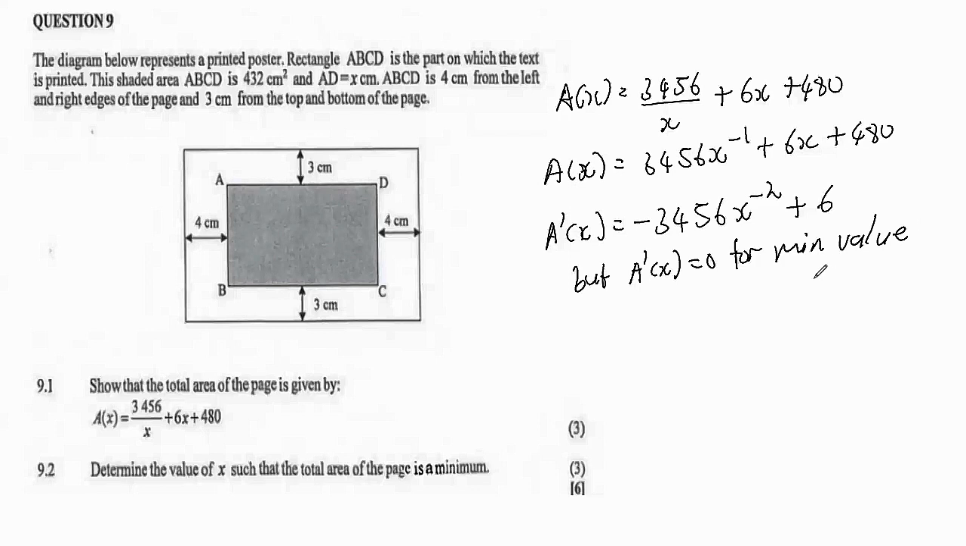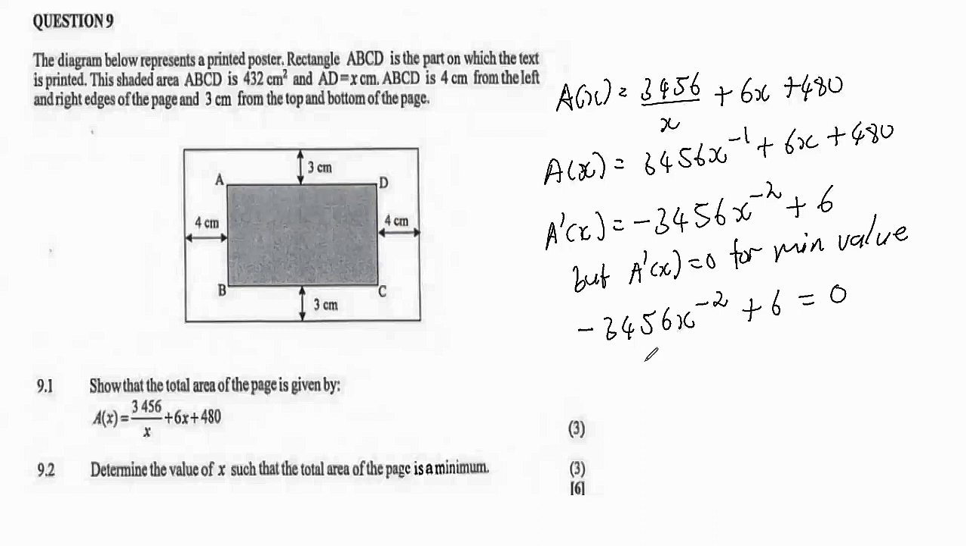But we know that A prime x must be equal to 0 for minimum value, either for the minimum or the maximum value, because those, according to your cubic functions, represent the turning points, the stationary points. So we know that that's where our gradient is equal to 0. We are still using that concept in answering these questions: the fact that at that point, the gradient will be equal to 0 at the minimum and maximum point. So that's negative 3456 x to the exponent of negative 2, and then plus 6 is equal to 0. We just took the expression for A prime x and equated it to 0.